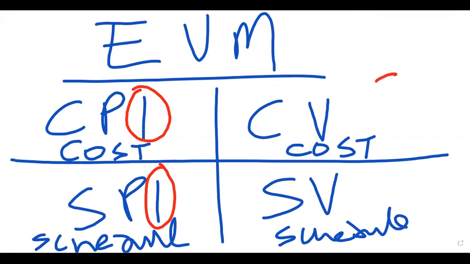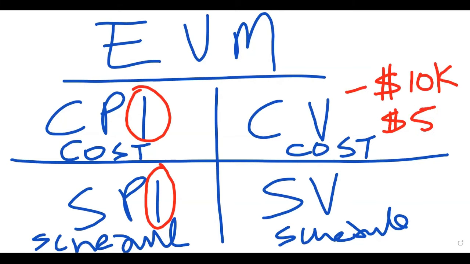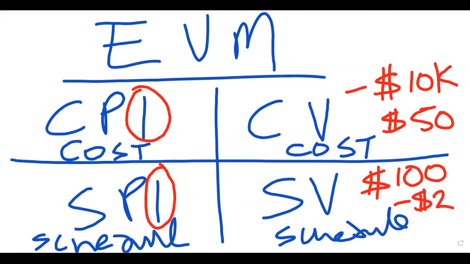On the flip side, when it comes to the variance related metrics, the cost variance is a number. So it could be a minus $10, or it could be a minus $10,000, or it could be a plus $5 or a plus $50 and so on. Schedule variance, same thing. It's a dollar amount. So it could be a plus 100, it could be a minus 2, and things like that.